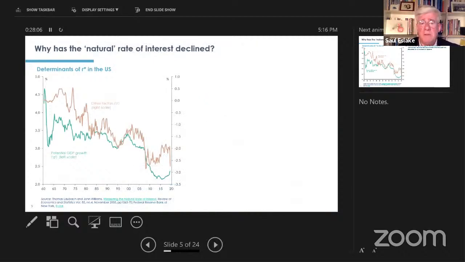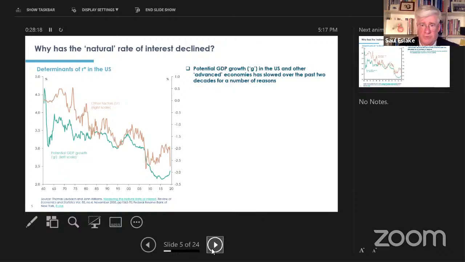Well, again, research that's been widely accepted suggests that one of the main reasons for the decline in the natural rate of interest is that the rate of potential GDP growth, the rate at which an economy can grow once it's reached full employment without generating unwelcome inflationary pressure, has declined for at least three reasons. The first, that's probably obvious, is that the rate of growth of most advanced economies' population has slowed.